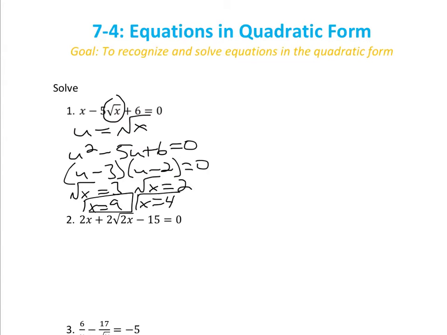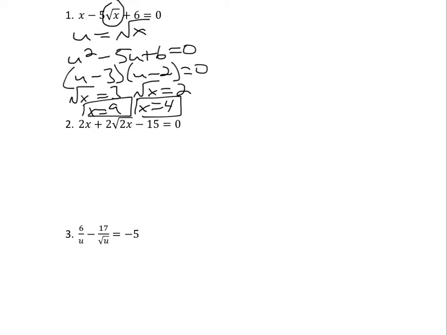Now remember to plug these back into the original equation, because we've got a square root of a variable, so we have to check for extraneous roots. When you check this, you're going to see that 9 minus 15 plus 6 equals 0. That's fine. 4 minus 10 plus 6 equals 0, so they're both good. It all works out, but just check.